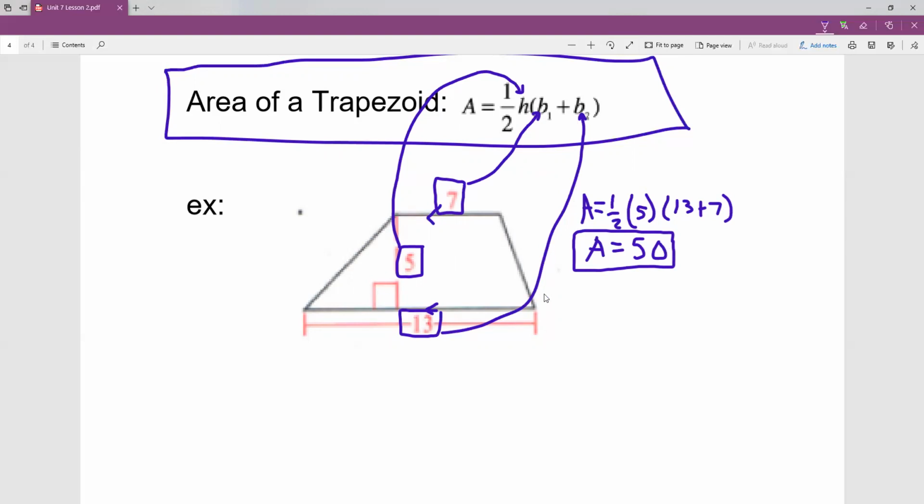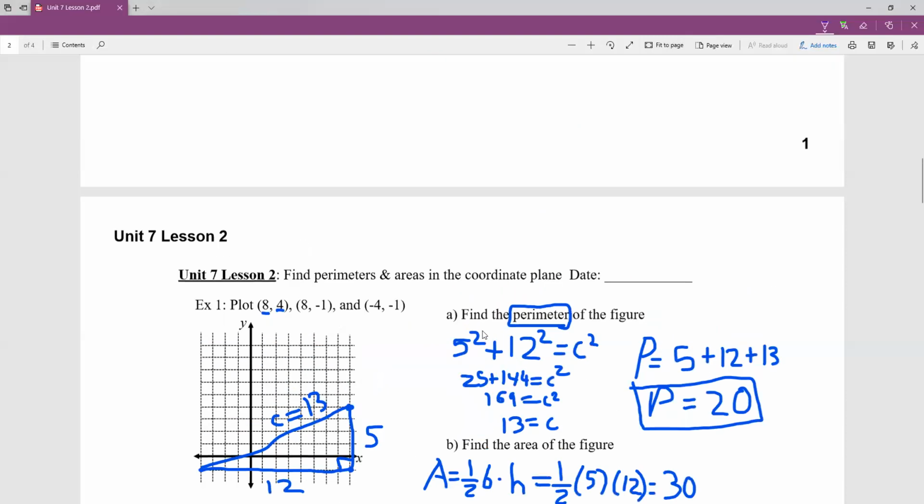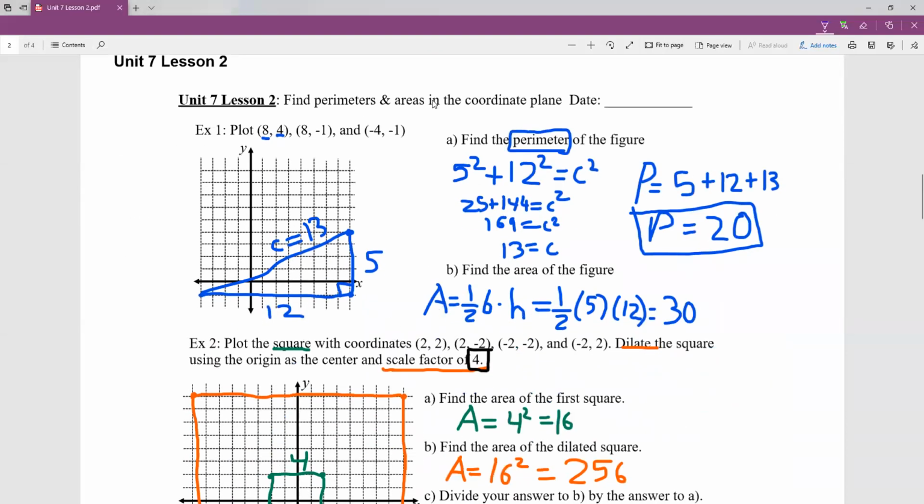But yeah, that is Unit 7, Lesson 2, Coordinate Geometry. Find the perimeters and areas in the coordinate plane. Again, I want to reiterate, it's exactly like what we've done before with area and perimeter, but now we're just putting it on a graph. All right, so the same rules apply. You know, use the Pythagorean Theorem. You have to draw good altitudes, but now it's just on a graph.